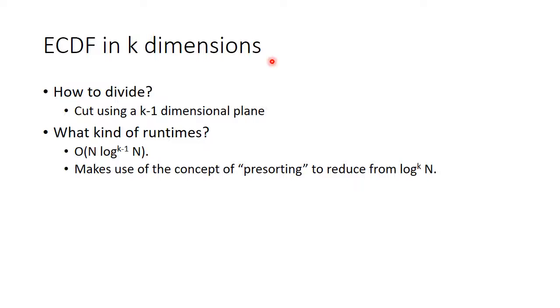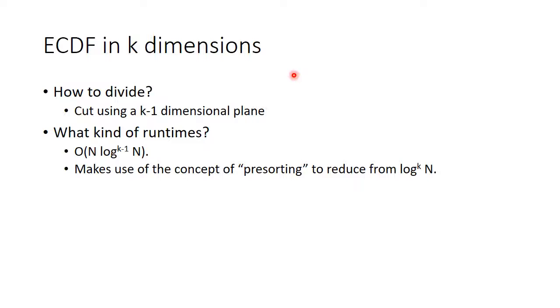So what kind of runtimes can you expect from such an implementation? The author has provided arguments for a big O runtime of n times log to the power of k minus 1 of n. And there's actually an interesting concept called pre-sorting, which is used to reduce from log to the power of k of n to that k minus 1 power, dividing out 1 power of k from that logarithm.